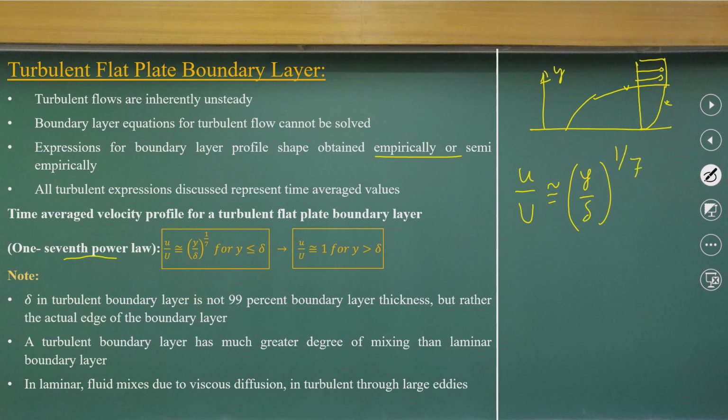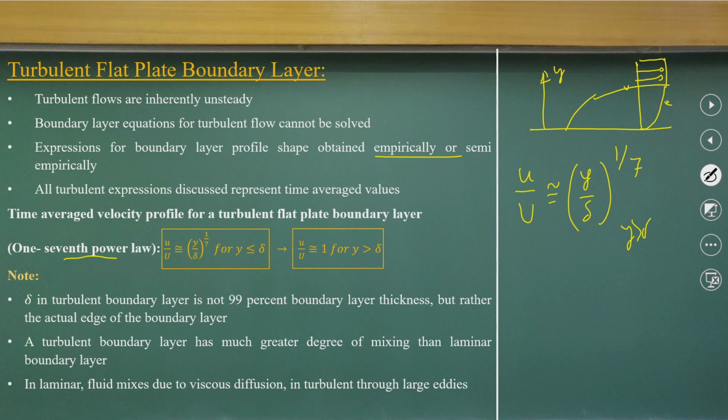This is the empirical equation, and we can understand that when y is greater than the boundary layer thickness, the velocity ratio becomes this in non-dimensional form. The velocity distribution is defined by the 1/7 power law. Okay, so I will show that.